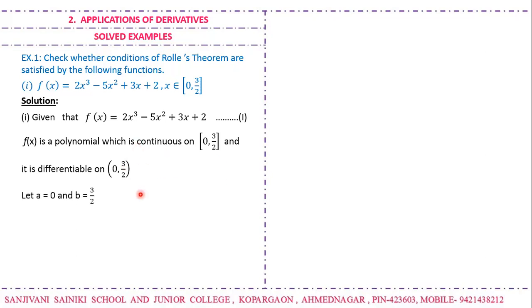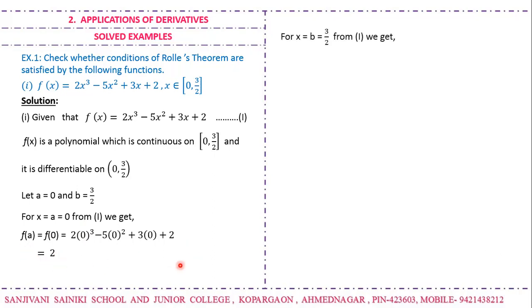Now we have to look at the third condition, whether the values of the function at these end points are equal or not. So our a is 0 and b is 3 by 2. We will put x equal to a equal to 0 in our function. After putting the value, we get the value of the function as 2. So f of a is equal to 2. Now similarly we will find f of b.